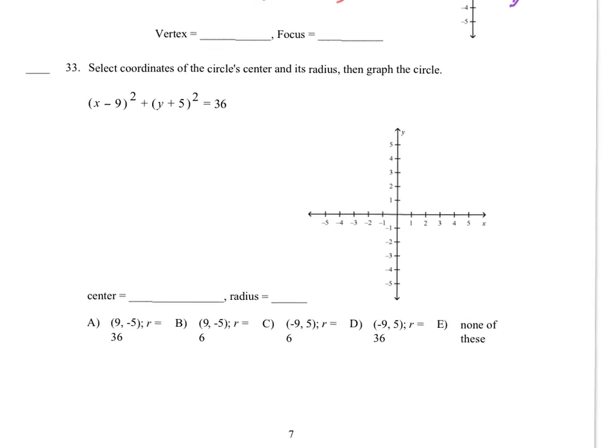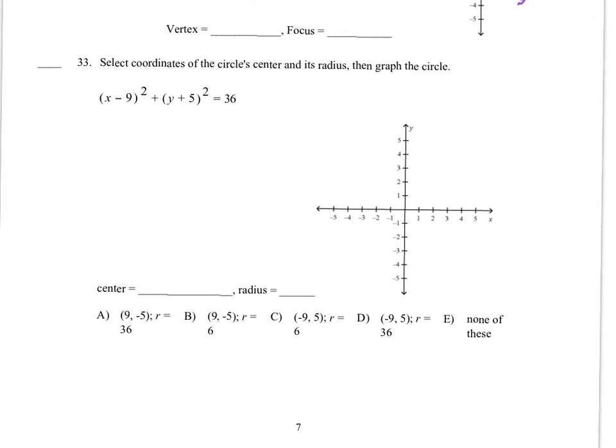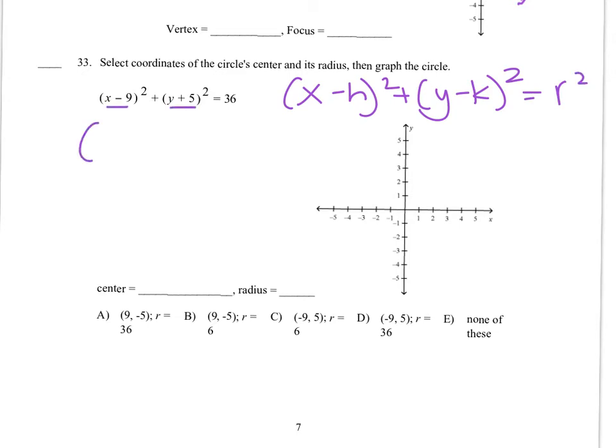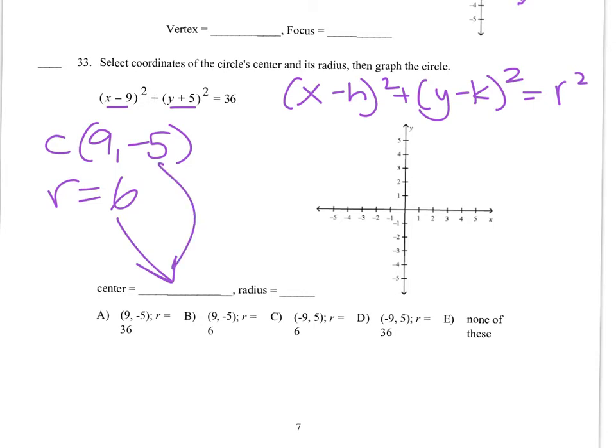Number 33, select the coordinates of the circle center and its radius. So center and radius come from standard form of a circle, which is x minus h squared plus y minus k squared equals the radius squared. Take the opposite again of what's inside. So the center would be 9, negative 5, and the radius would be the square root of 36, which is 6. That would go in those blanks.